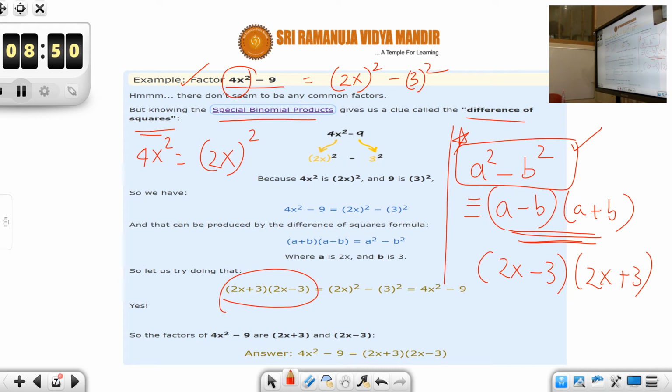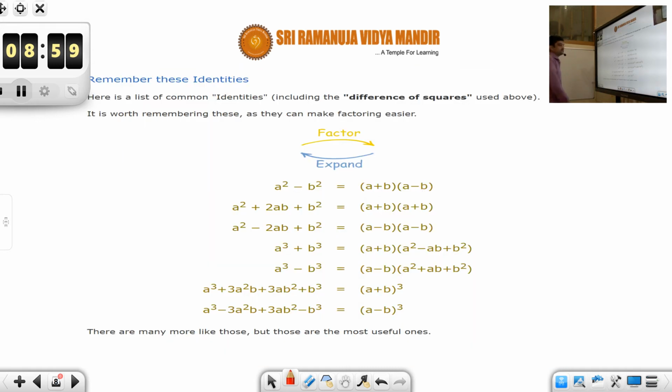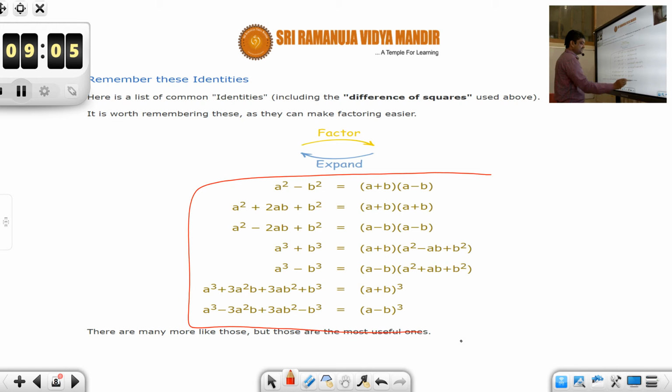Hope you have understood this. Here we have simply used this identity, the difference of the squares. And we know that a square minus b square is equal to a minus b times a plus b. Now, students, similarly, try to remember these identities. All these identities would help you while factoring. So here is a list of common identities including the difference of squares used in a previous example. It is worth remembering these as they can make factoring easier.